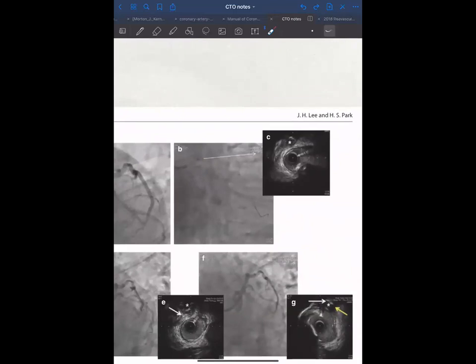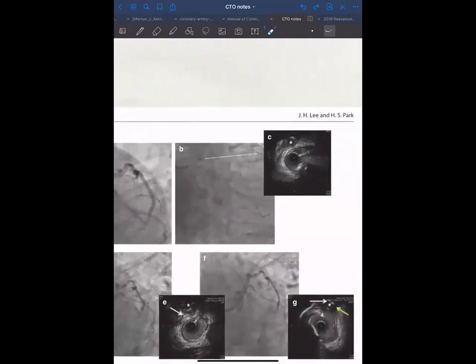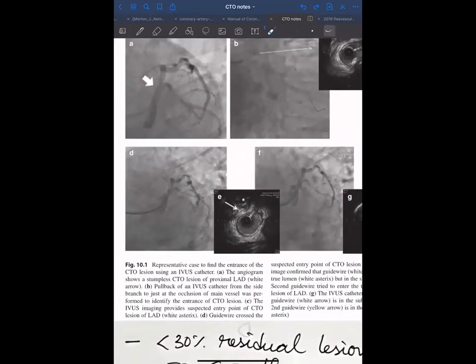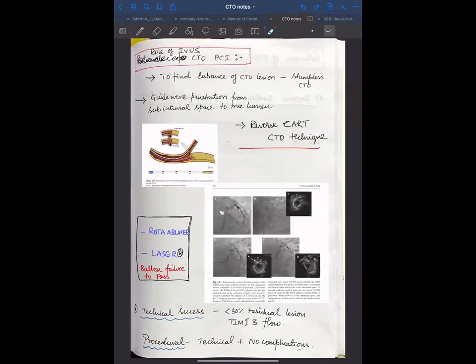Here there's an angiogram showing an LAD which is cut off, and there is a ramus which is going down. Along the ramus, they have placed the IVUS catheter, and we can see the lumen of the LAD here. And the initial wire which was placed, the lumen is here, so we can see that it is subintimal in position, and later it is corrected to intimal position. So this is how IVUS will help. Again, in difficult cases, we can use even rotablator or even laser.